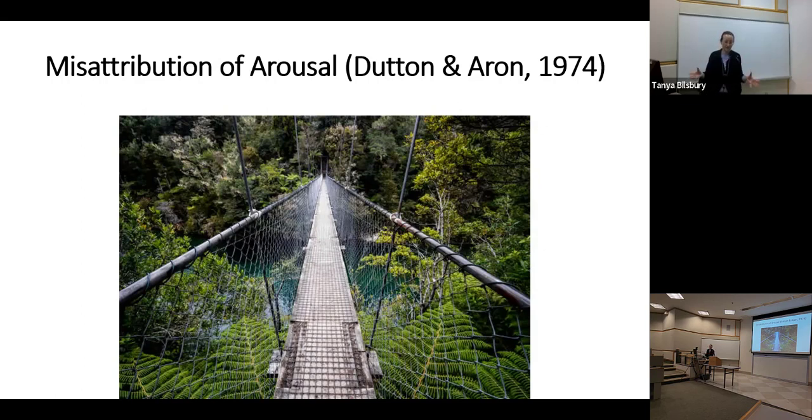And then she asked the guys if she could have their number, to participate in a psychology experiment. She was more likely to get the guy's number when they came off the suspension bridge. Because they were still aroused, and they might interpret that she's attractive because of that arousal.